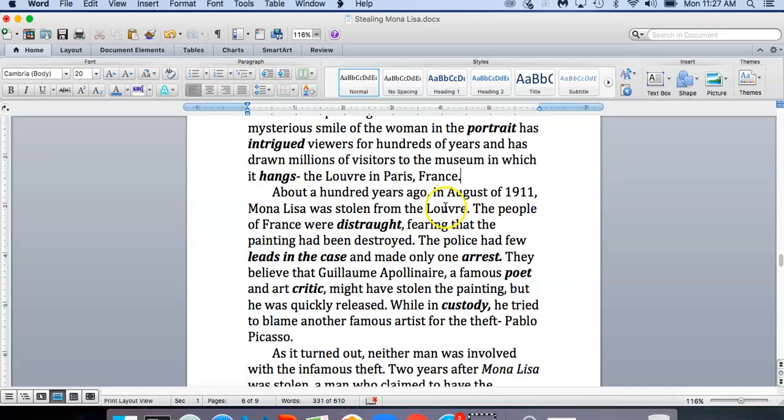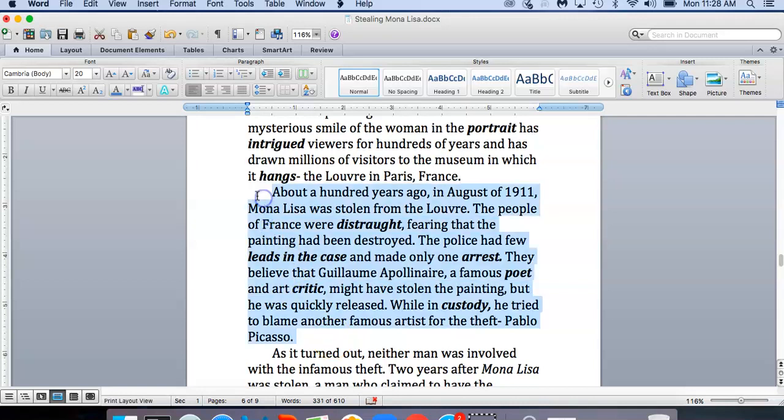About 100 years ago, in August of 1911, Mona Lisa was stolen from the Louvre. The people of France were distraught, fearing that the painting had been destroyed. The people had few leads in the case and made only one arrest. They believed that Guillaume Apollinaire, a famous poet and art critic, might have stolen the painting, but he was quickly released. While in custody, he tried to blame another famous artist for the theft, Pablo Picasso.